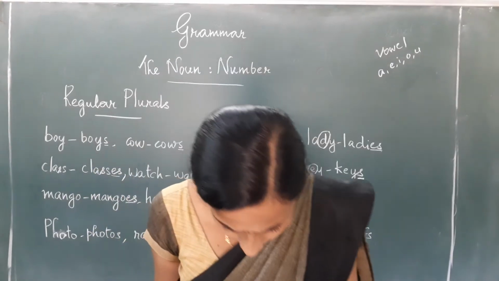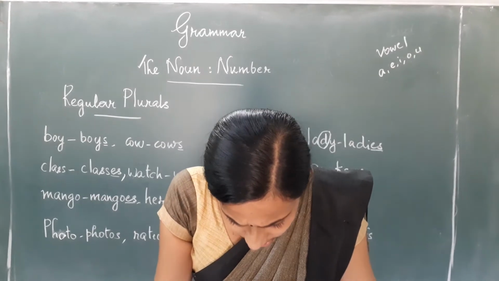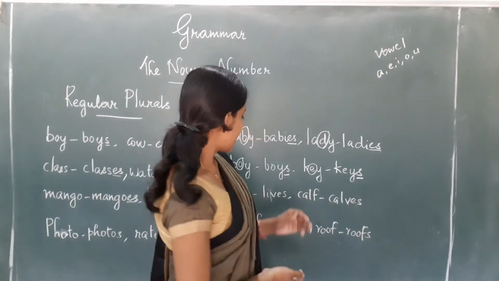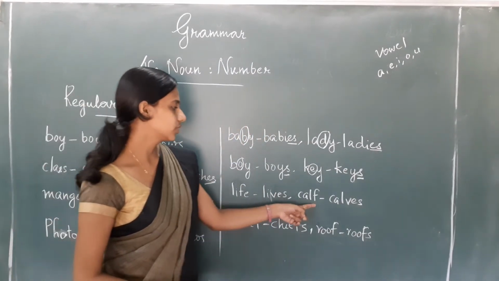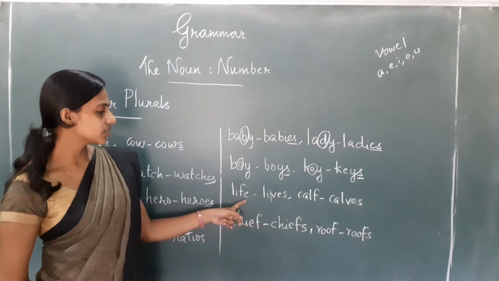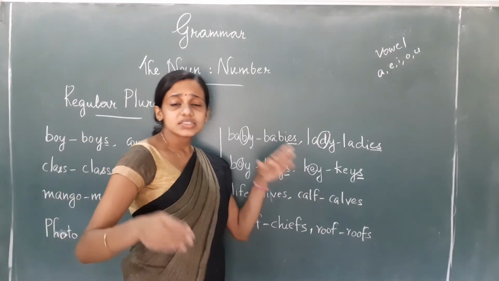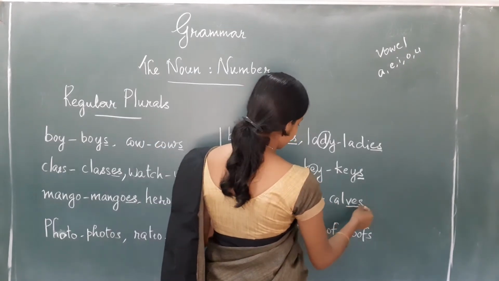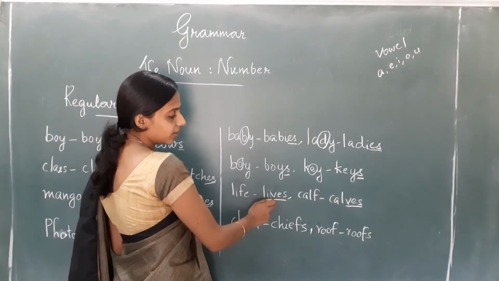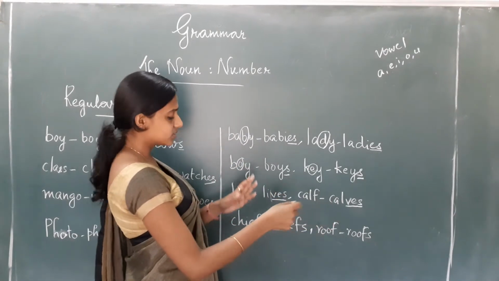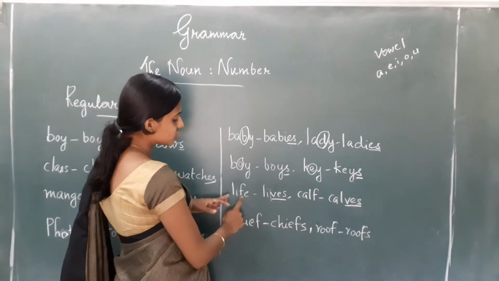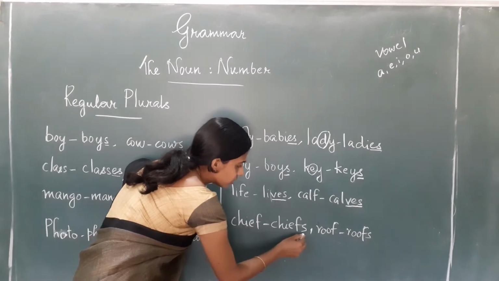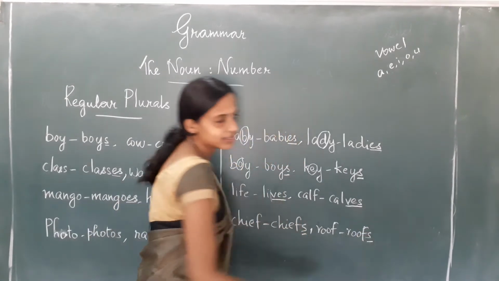Okay. Now the next case is nouns ending with F and FE. Life, calf. You look, this ends with FE, this with F. In some cases we will put VES. Instead of F, we will change this F into V. In some nouns ending with F and FE, we will change F into V. And in some cases, we will not change anything, we will just put S.